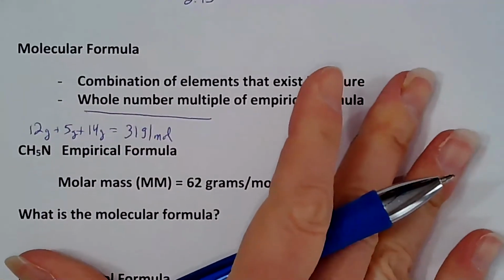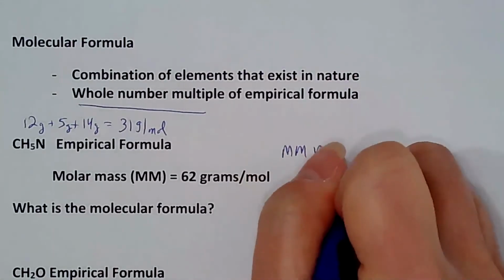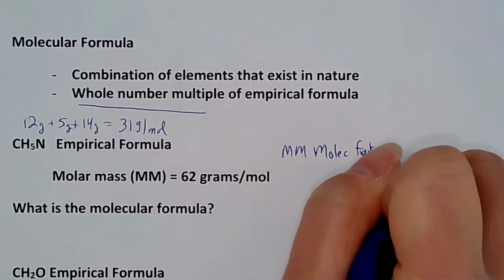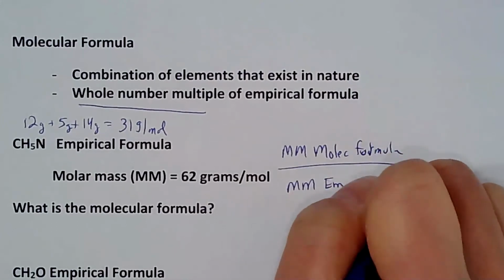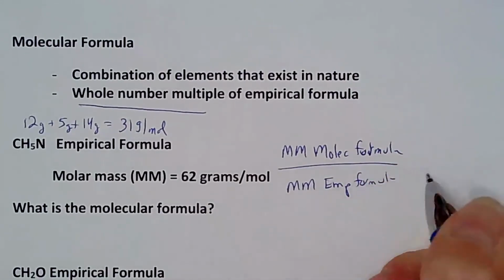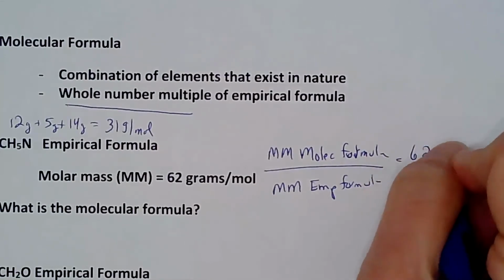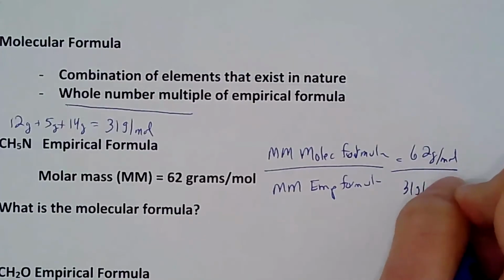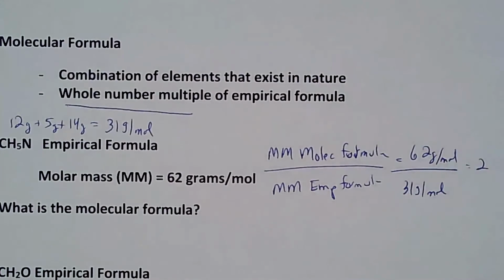What I'm going to do with these types of calculations is take the molar mass of the molecular formula over the molar mass of the empirical formula. And that should come out to be a whole number. In this case, it is 62 grams per mole over 31 grams per mole. So every 1 mole is that. 62 over 31, of course, becomes 2.